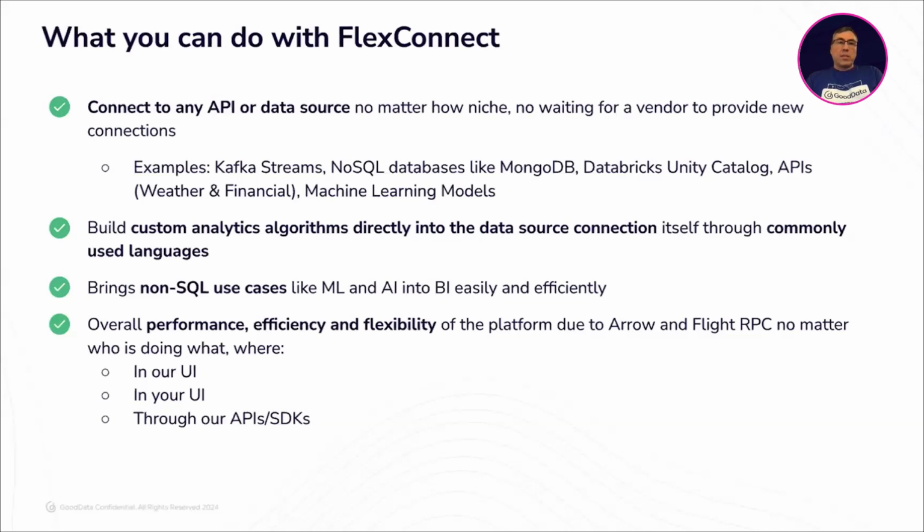This FlexConnect feature is built on top of Apache Arrow and the Flight RPC protocol. So it is very efficient. It transfers data in a columnar format. And basically, we reduce the need for deserialization and serialization because we also use Apache Arrow at the heart of GoodData, in our analytics engine. So basically, data provided by FlexConnect are already prepared in a shape that can be analyzed by our engine.